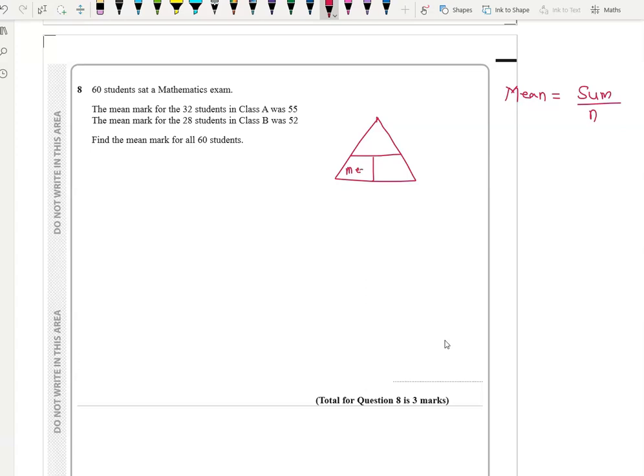Your mean is sum divided by the number of values. Now let's look at class A. In class A there are 32 students, so number of students is 32 and the mean is 55. So you know the mean and number, so I can find the sum of the marks scored by students of class A. So your sum will be 55 times 32, and that will give you 1760.